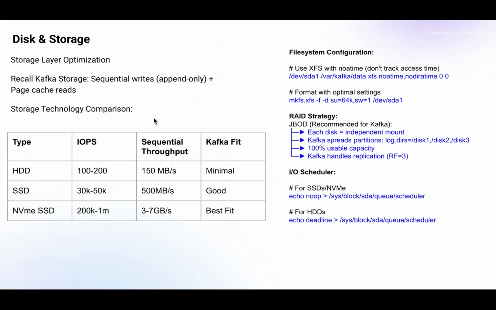Simple. Finally, the IO scheduler. For SSD and NVMe use the noop scheduler. For HDD use the deadline scheduler. These are optimized for different access patterns. Expected impact is a 2 to 3x throughput improvement switching from HDD to SSD. This is a hardware upgrade, but it is often worth it.